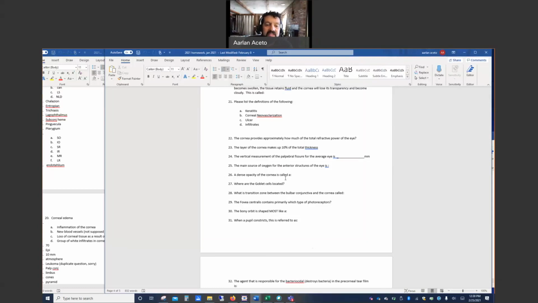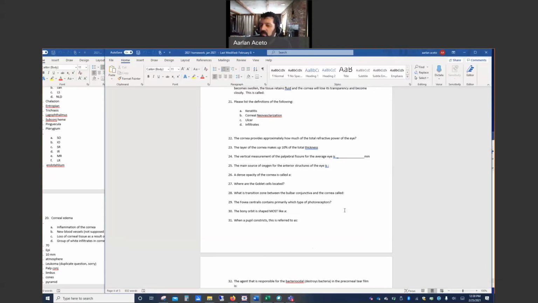Sorry, I missed 26. A dense opacity of the cornea is, if you recognize this one, I did it twice accidentally. It's glaucoma again. We had this earlier, I just wasn't paying attention. So you got double credit for this one if you're doing your reading. Transitions between the bulbar conjunctiva, that's the white part of my eye with the conjunctiva over it, and the cornea, that's the circle that goes around my cornea. We were looking for the limbus.